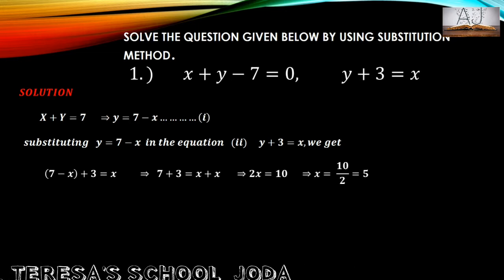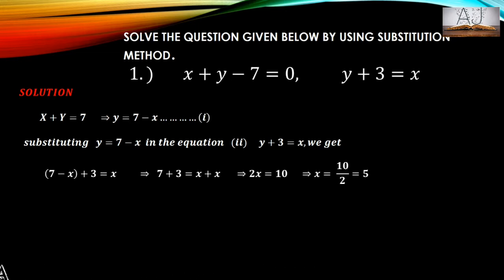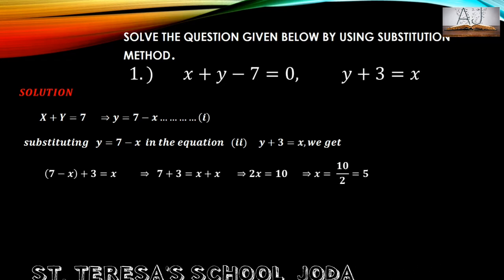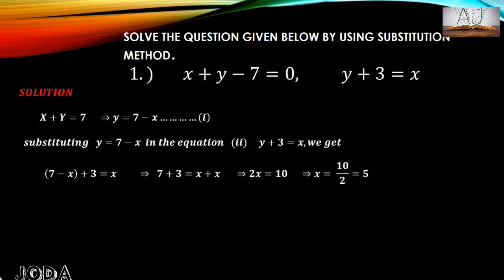Now simplify it. Take minus x to the other side. So 7 plus 3 is equal to x plus x. Okay, x plus x is 2x, 7 plus 3 is 10. So 2x equal to 10, or x is equal to 10 by 2.